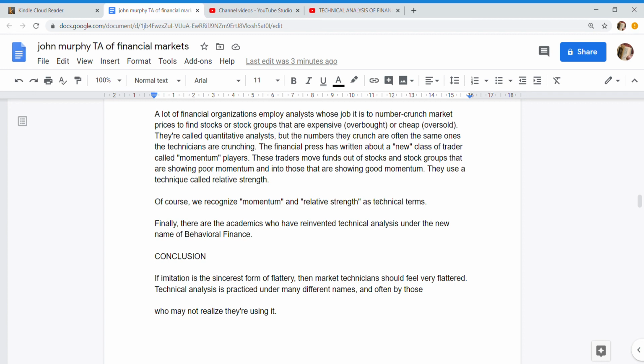Conclusion. If imitation is the sincerest form of flattery, then market technicians should feel very flattered. Technical analysis is practiced under many different names and often by those who may not realize they're using it.